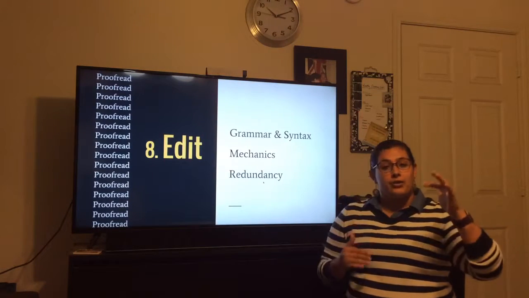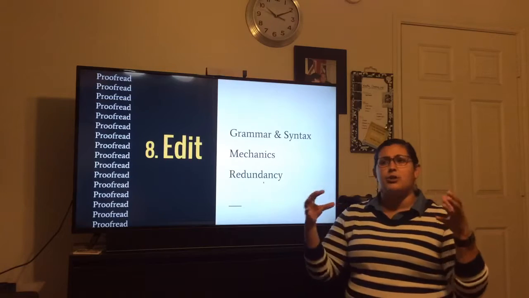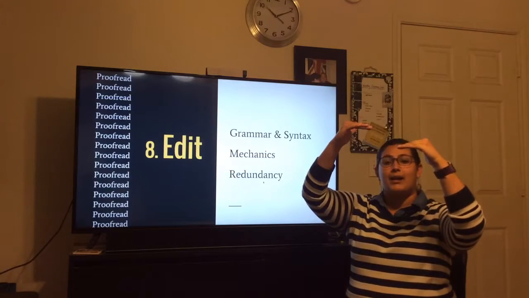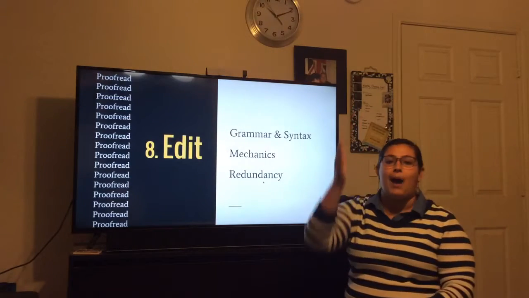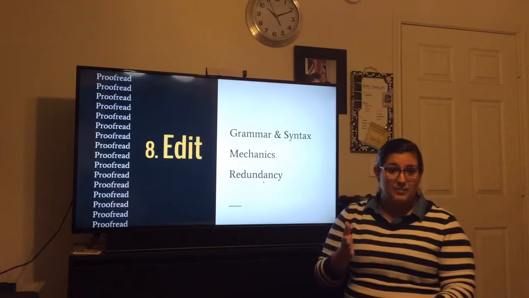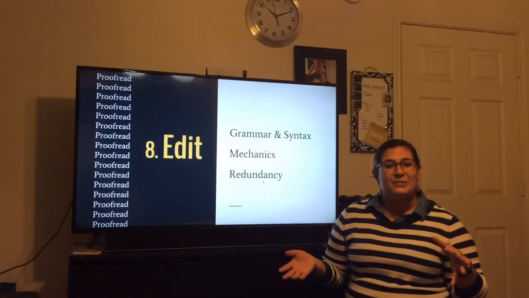When you have all your paragraphs on the page and you've already rewritten, sometimes you'll notice that in two lines back to back, you'll have the same word that just happens to line up in the same space. And I know that that seems so silly.